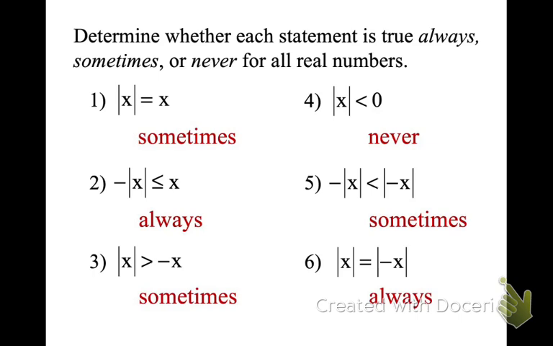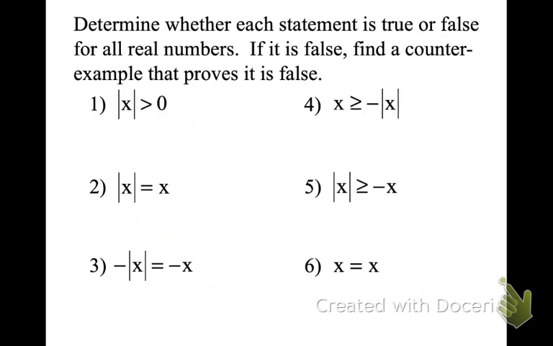Here's the answer to the last one. All right. Sorry. Here's some more. Now try, determine whether the statement is true or false for all real numbers. Are all absolute values going to be greater than 0? Absolutely. Oh, except for 0. That's right, 0 is a real number. Sorry, it's so early in the morning.